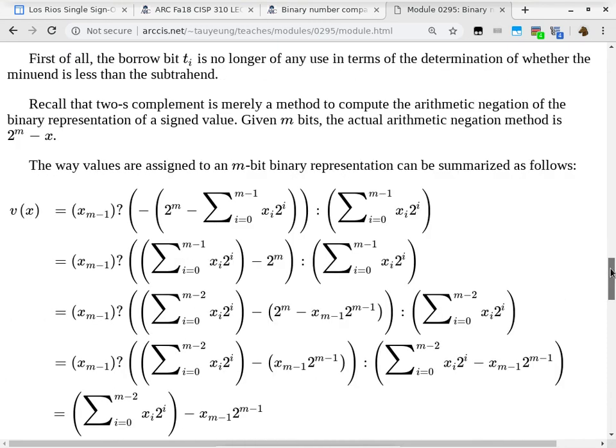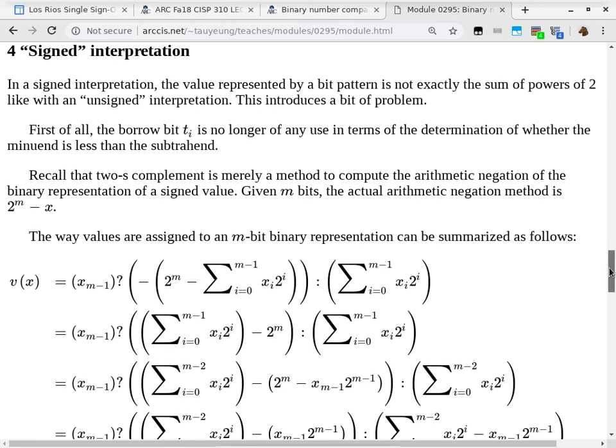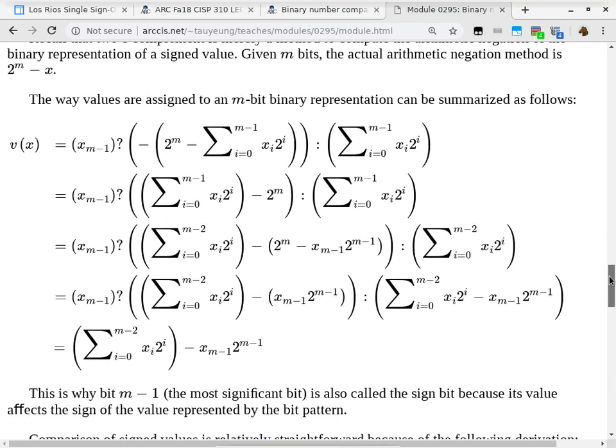So now the next slide talks about the sign interpretation. In other words, what if we are comparing numbers that are signed? What is a good way to indicate it? So the first part has to do with what value that number is representing. I'm still using the same notation: m is representing the width of the bit pattern. And this time, I'm trying to find out what is the value represented by a binary number.